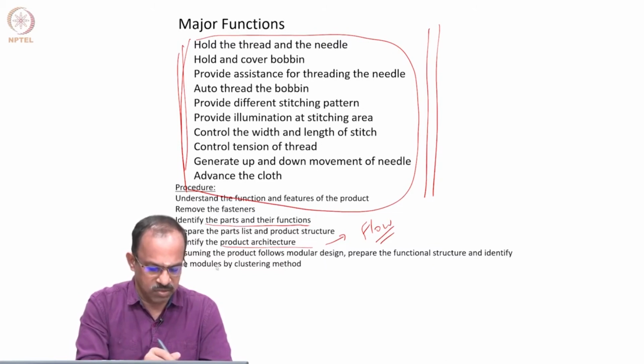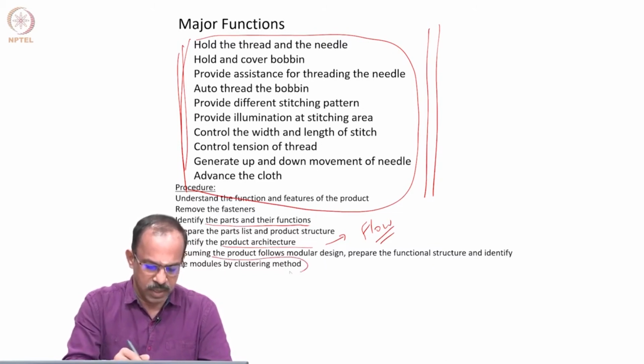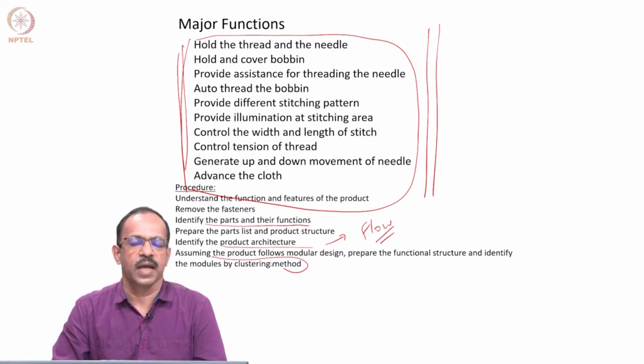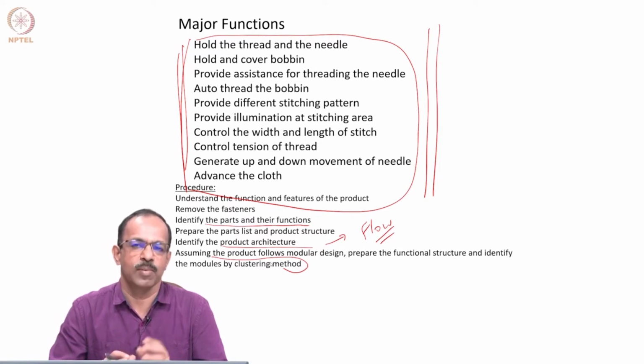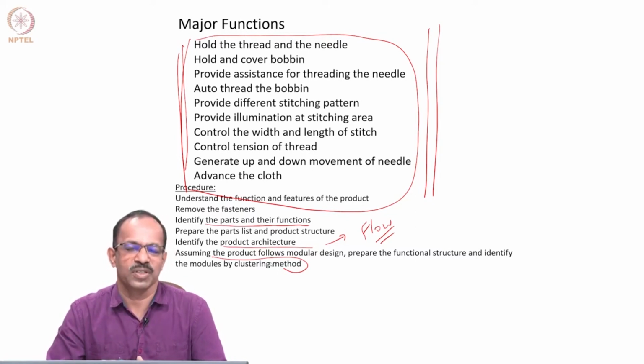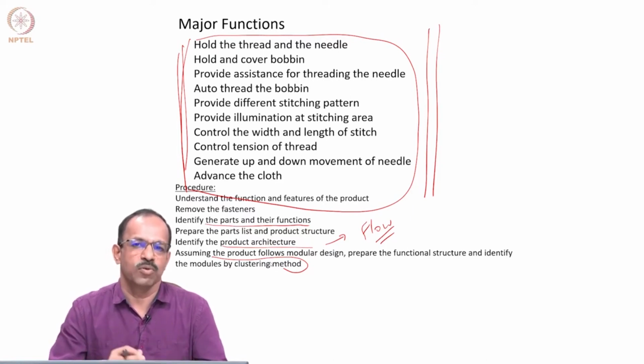And using that, you try to identify the modules using the clustering method. So go through the clustering method and identify the modules by clustering functions of similar nature, or which share a common flow. Using that, you cluster them and identify the modules. So you'll be able to identify different modules, like a transmission module, or power supply module, or thread management module, or thread control module. And that way you will be able to see different modules.